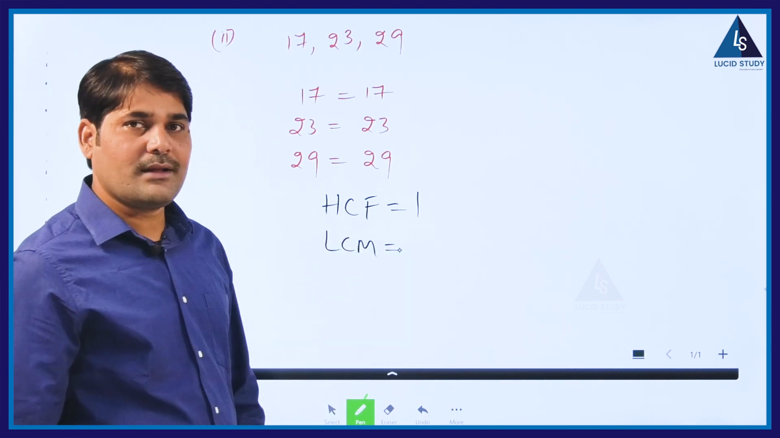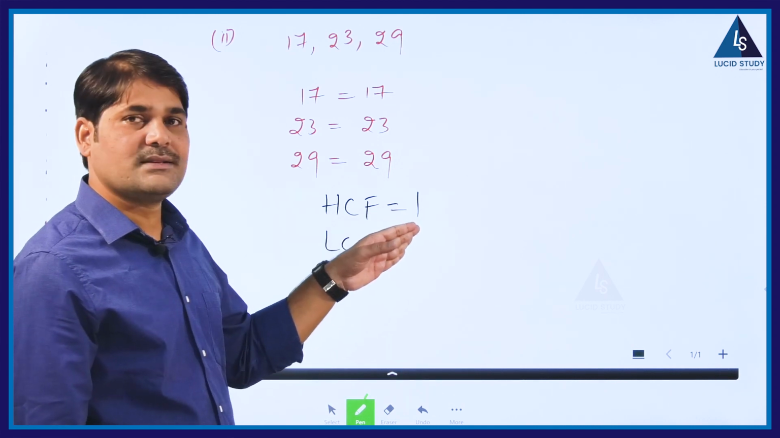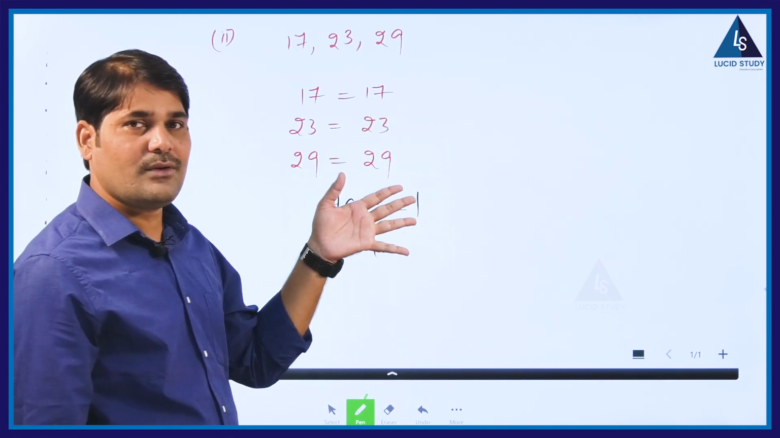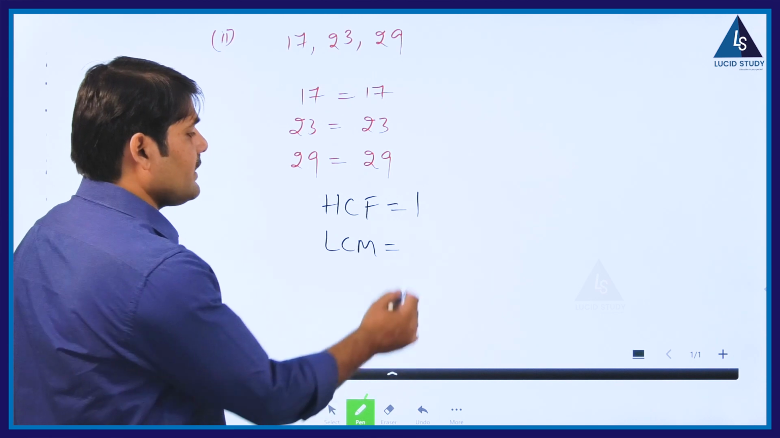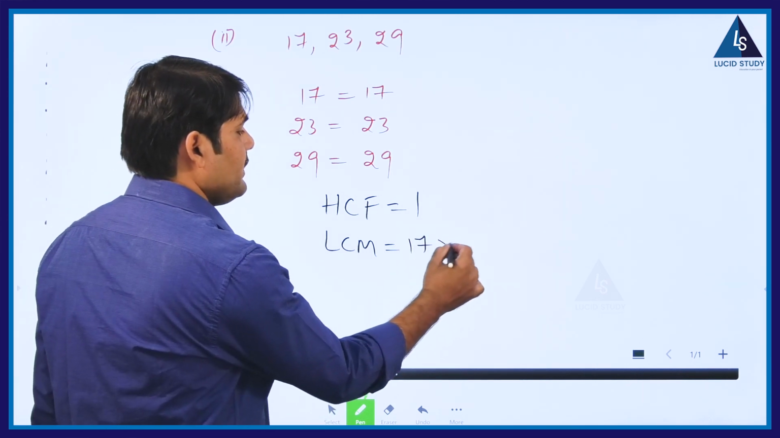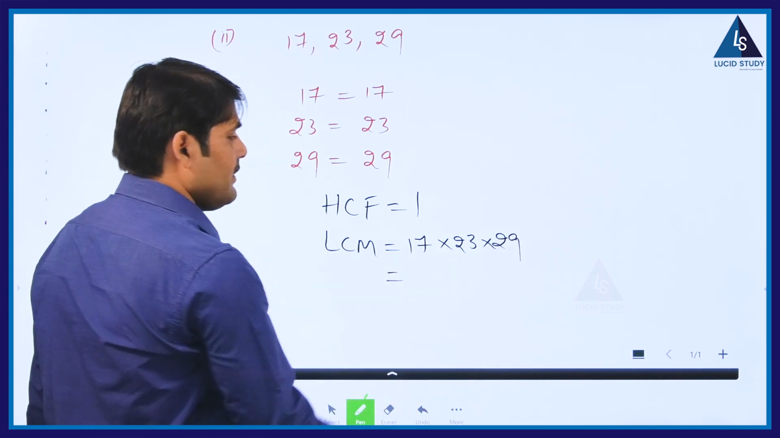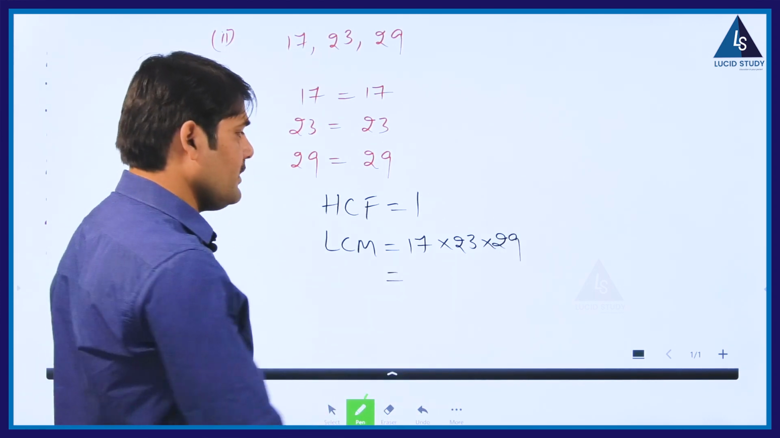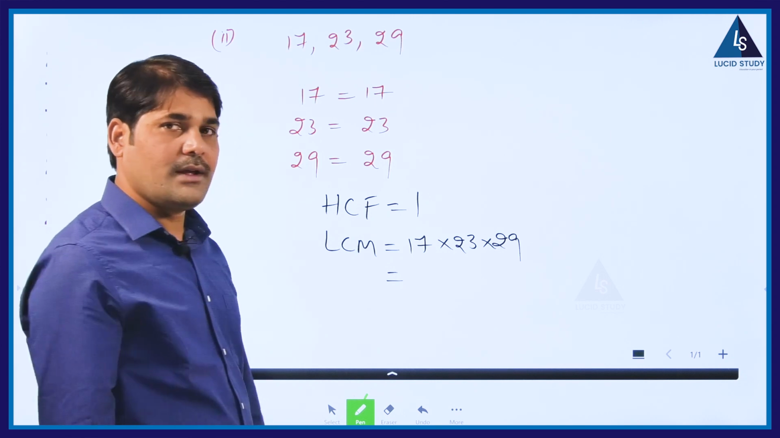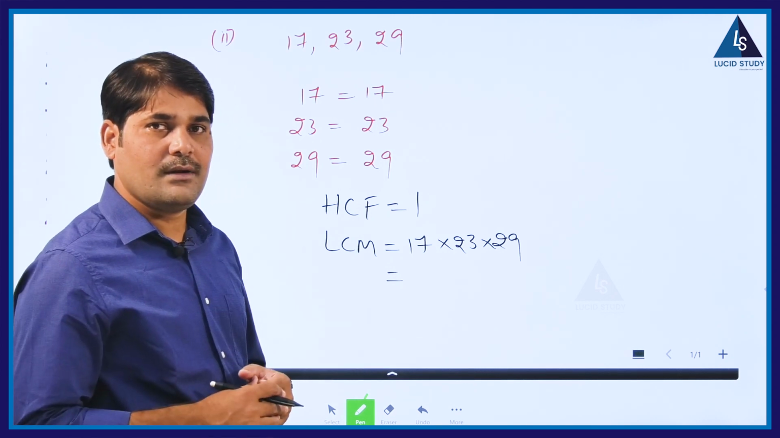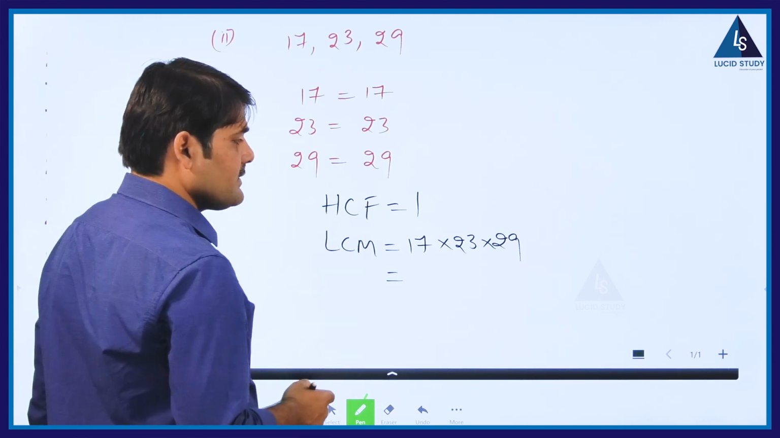LCM means what we have to take? First the common things, highest factor. So here the common thing is not there. What are the non-common factors? Those are 17 into 23 into 29. If you multiply, this will be your answer. Understood? We will multiply and see.